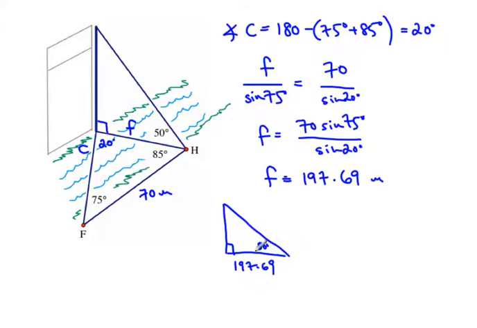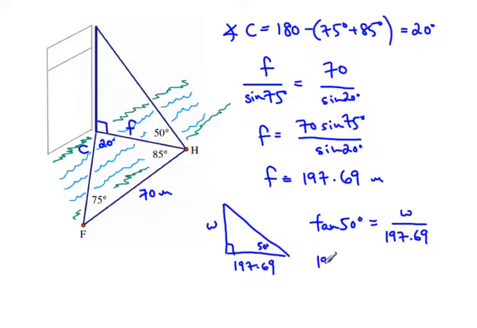Well, I've got this angle and the adjacent side, and the side that I'm looking for over here, let's call it W for wall, that's the opposite side. So I've got opposite and adjacent, therefore the relationship that I'm looking for is the tangent relationship. And I set that up as tan of 50 degrees is equal to W over 197.69. And again, I'm keeping this in my calculator with further decimals for greater accuracy.